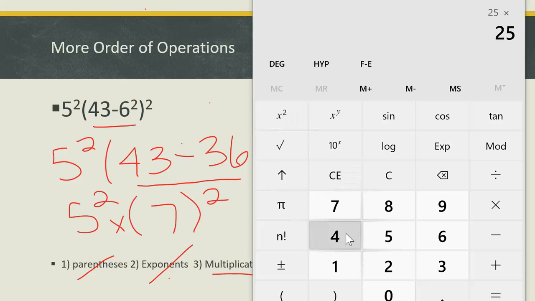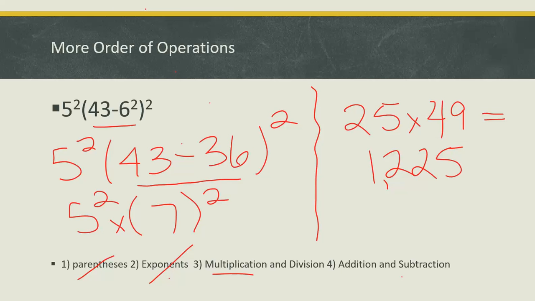So multiplying 25 times 49 gives me a final answer of 1,225. So when we evaluated 5 squared times, in parentheses, 43 minus 6 squared, all squared, our final answer was 1,225.